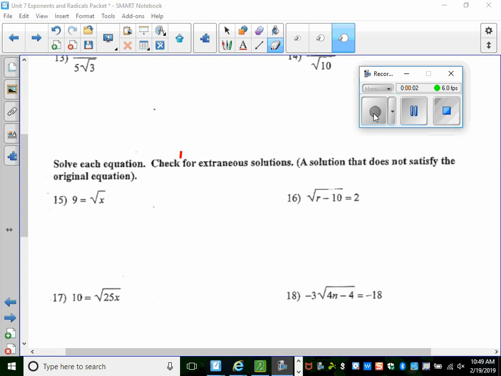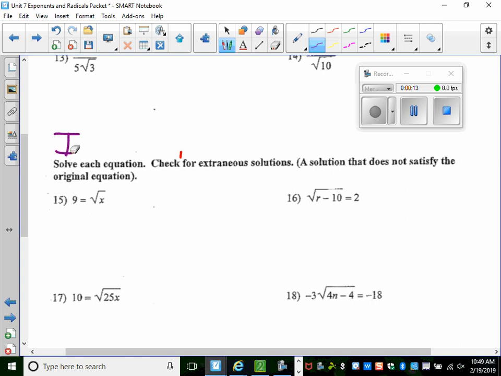All right, the next part of our lesson is on solving equations that have radicals in them. Okay. So at the top, I want you to write: isolate the radical first.